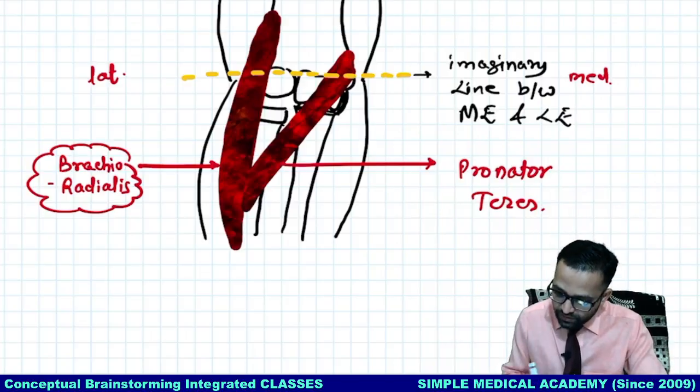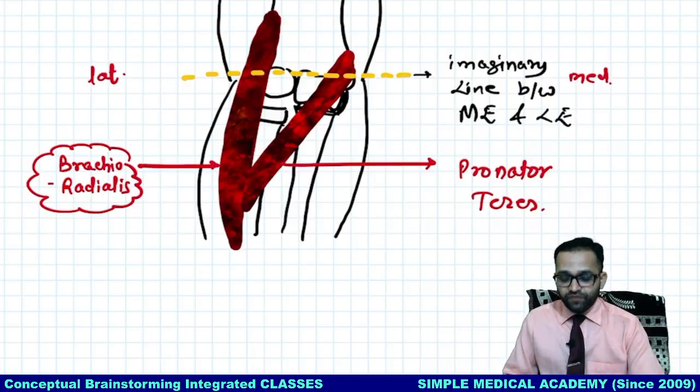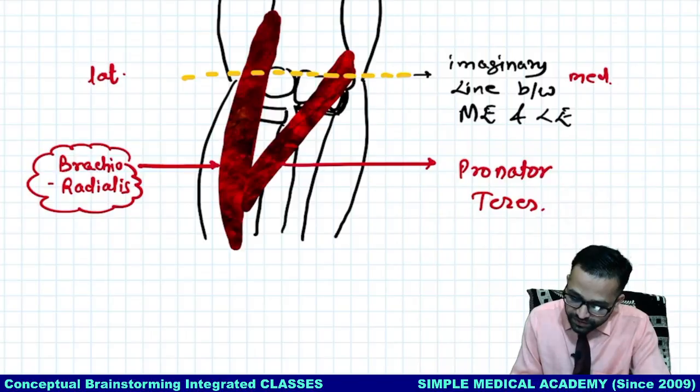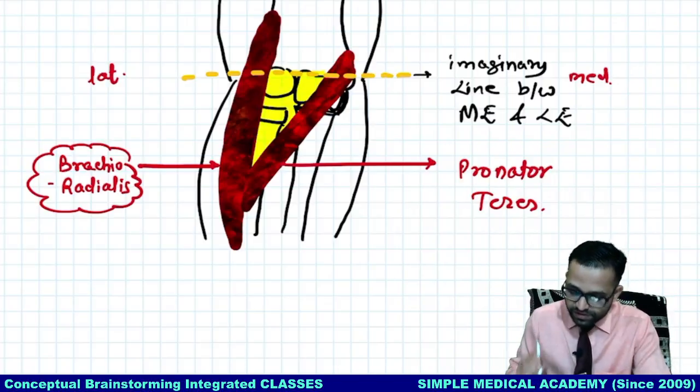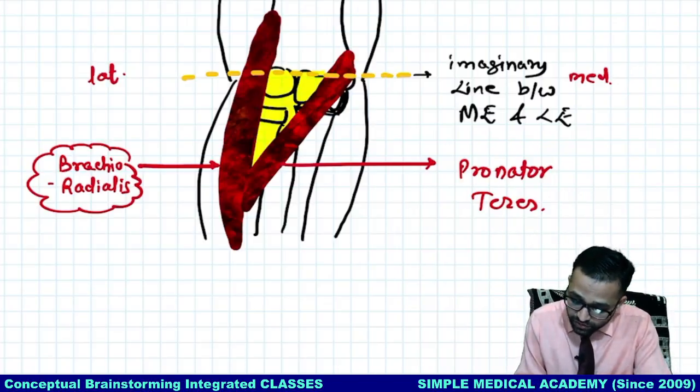Getting the point? Okay sir, fine. So you can observe there is one triangular fossa. This is the triangular fossa, which is situated in between these muscles. Okay, so now you can draw the boundaries, can you see?